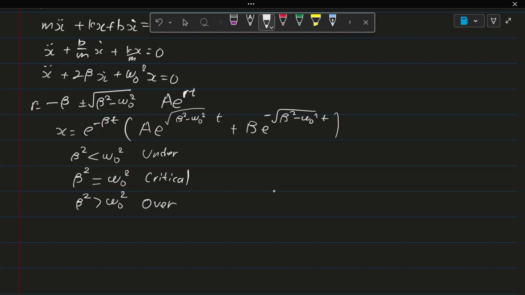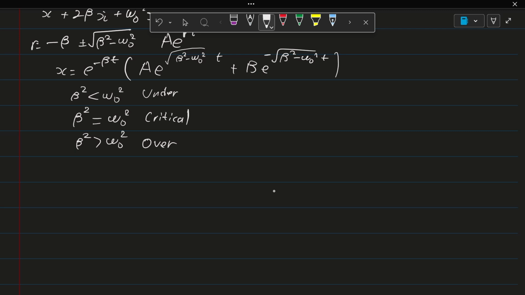So let's just do the underdamped condition first. Let's denote the square root of omega 0 squared minus beta squared to be omega 1. This would mean that the square root of beta squared minus omega 0 squared would be imaginary, right? So we would get something like e to the power negative beta t of a e to the power of i omega 1 t plus b e to the power negative i omega 1 t.